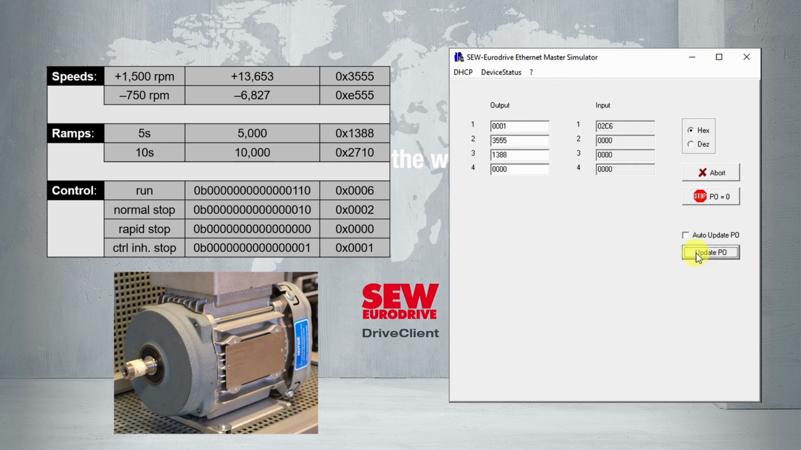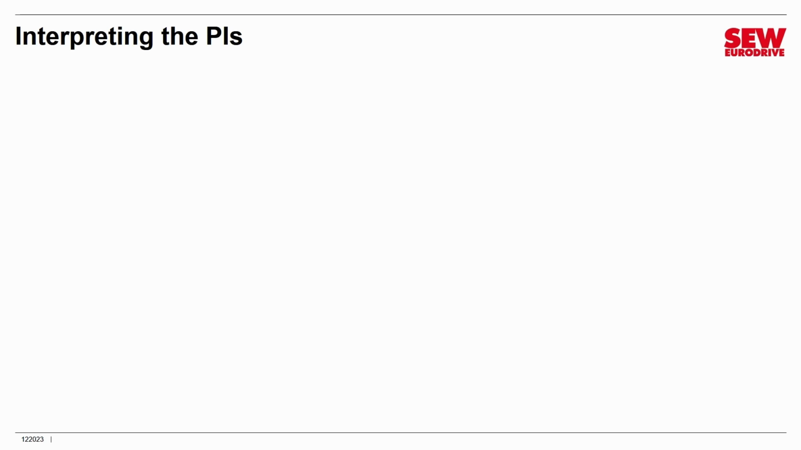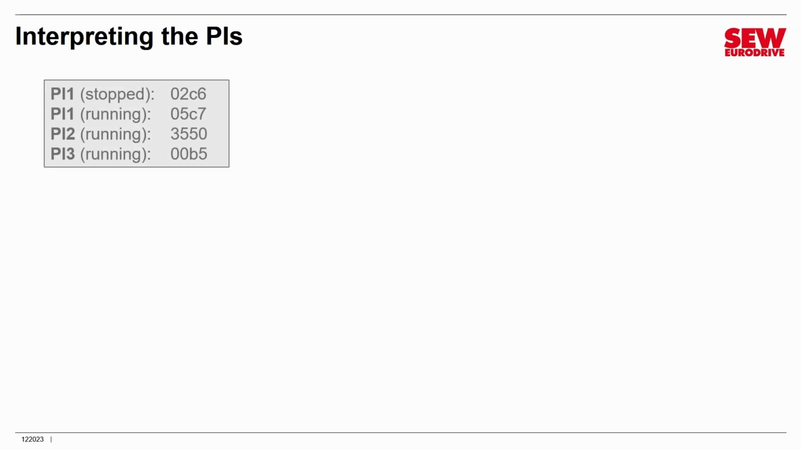All right, so we have tested both speeds, we've tested both ramps, we've tested all our different starts and stops. We've jotted down our PIs when the VFD is running. We just need to jot one more down, and that is this one here when it's stopped, 02C6. So let's go ahead and analyze all this. Okay, let's interpret those PIs that we got back when we were running the VFD under field bus control. PI1 when the VFD was stopped gave us 02C6.